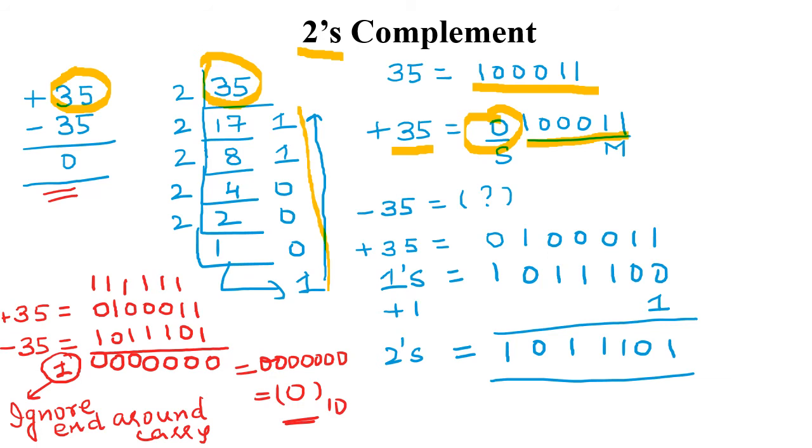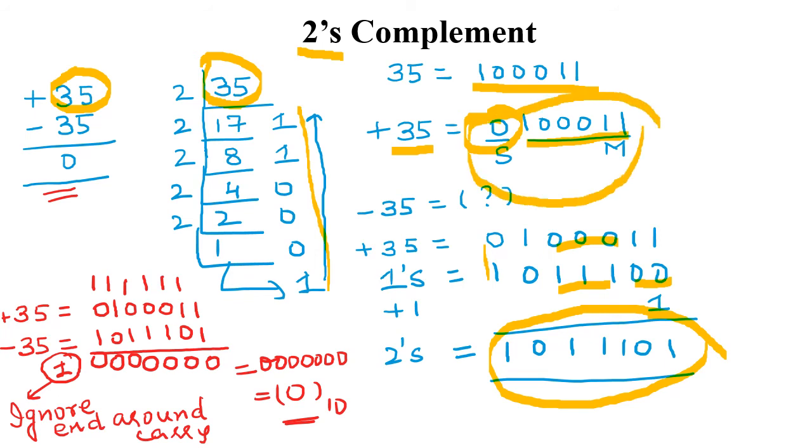There is no conversion for plus 35. For minus 35, you have to take 1's complement for each and every bit, that is 0 1 0 1. We write 0's corresponding 1, 1's corresponding 0, then 3 zeros' corresponding 3 ones and 2 ones' corresponding 2 zeros. Then add 1 to it, it gives 1 0 0 1 1 0 1. So 2's complement of minus 35 is 1 0 1 1 0 1, and 2's complement of plus 35 is 0 1 0 1 1.